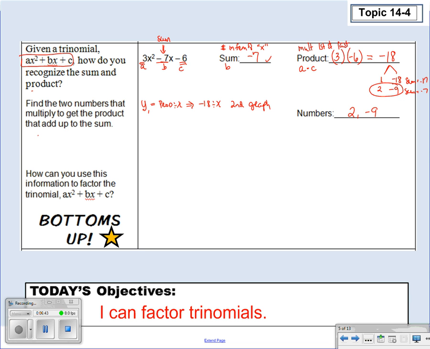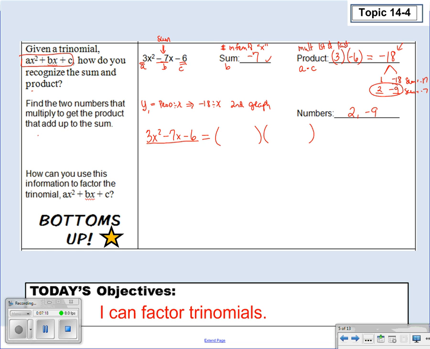Now, our last question is, how can we use this information in order to factor that trinomial, 3x squared minus 7x minus 6? So what I have here is 3x squared minus 7x minus 6. We want to factor it. Just like we factored this negative 18, we found two things that I can multiply together. So I'm looking for two things that I can multiply, that when I multiply it out, it is going to give me this 3x squared minus 7x minus 6.